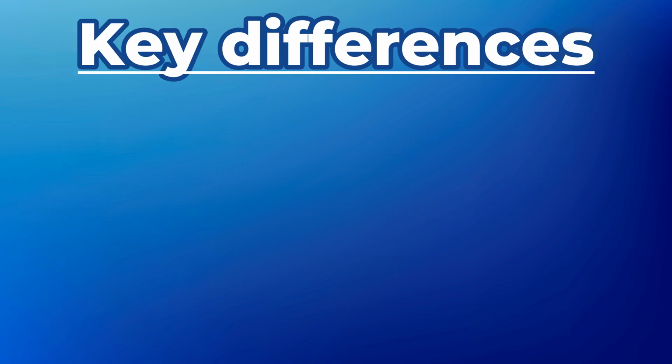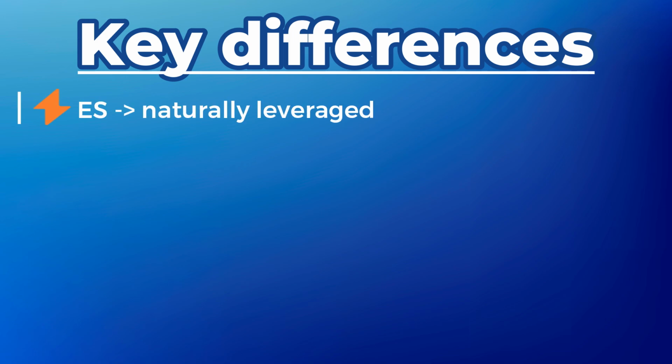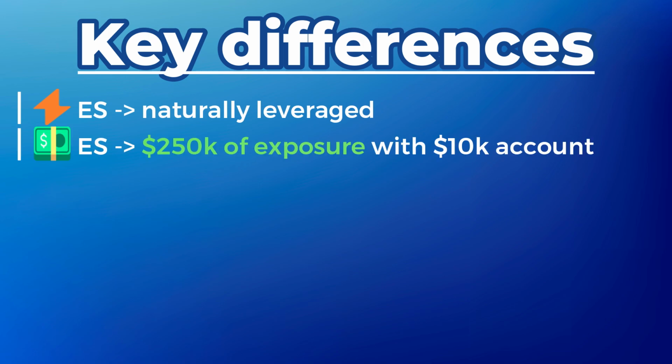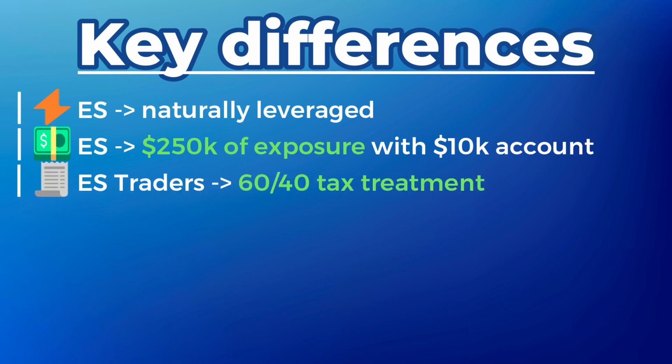Now let's go into some key differences, like I was saying before with the ES futures. Due to how futures are constructed, it's naturally leveraged, which means you can get $250,000 of exposure with only a $10,000 account. Now, a lot of people might think this is a very good thing, but it's actually very risky for beginner traders, hence why I say beginner traders should stay clear of ES futures. ES traders also get the 60-40 treatment that I was mentioning before with regards to the taxes.